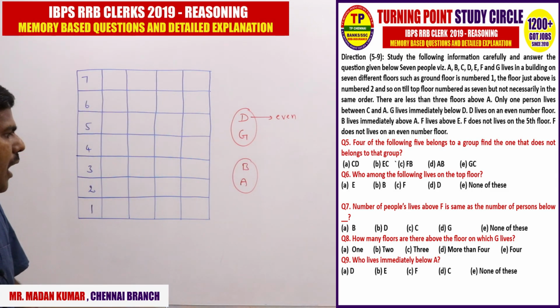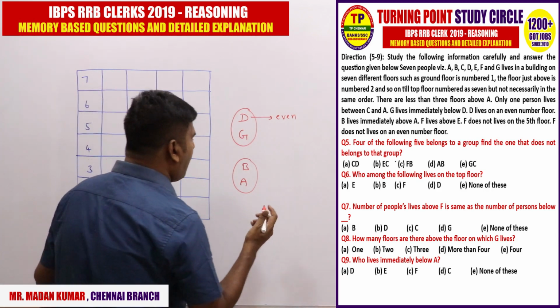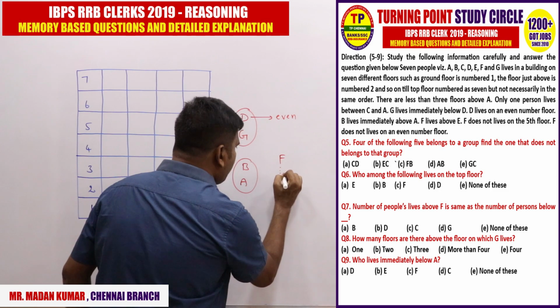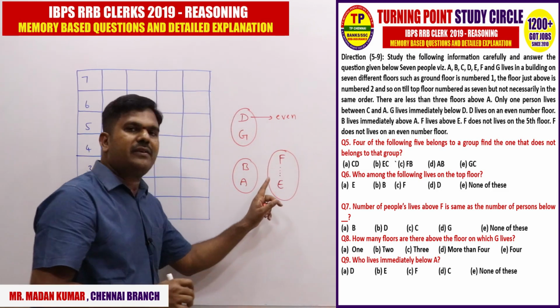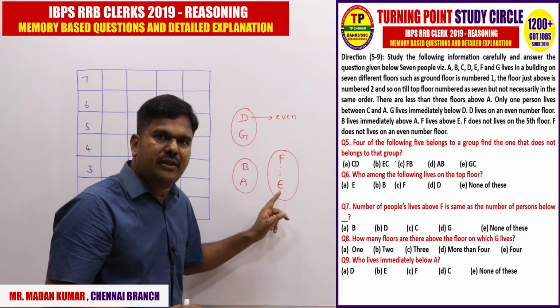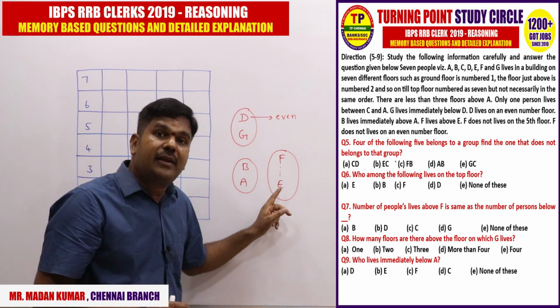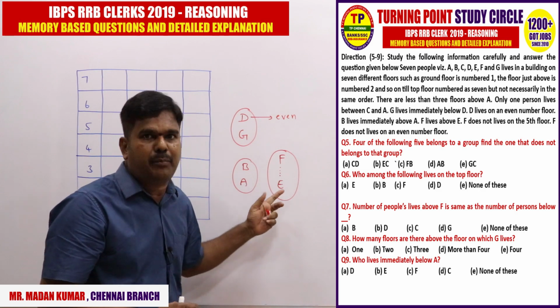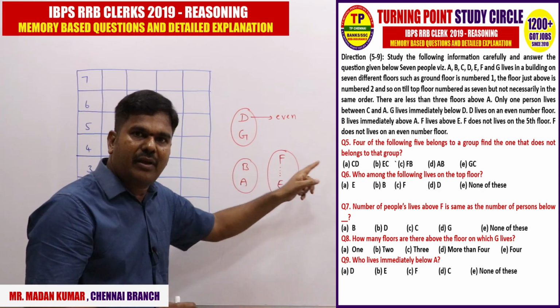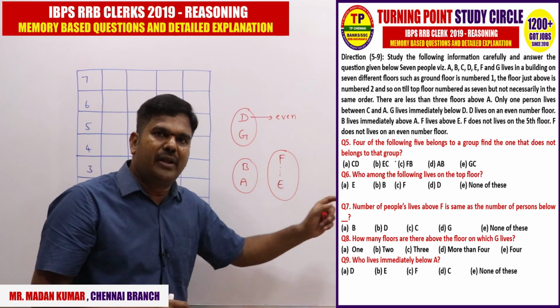And F lives above E. Above E, F must be there, but not immediately above. That is the reason we are just putting some dots, because it's not immediately above, right? It may be immediate or may not be. That is the reason I'm just putting dots. Here and elsewhere, it is definitely given because the word immediately is being used.